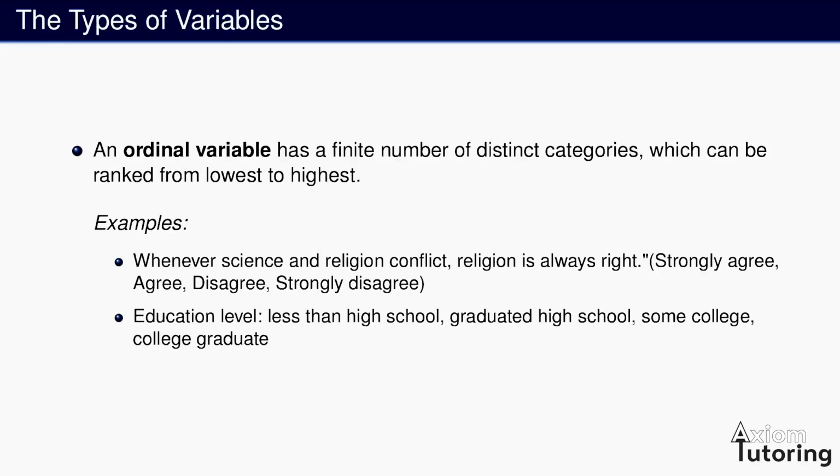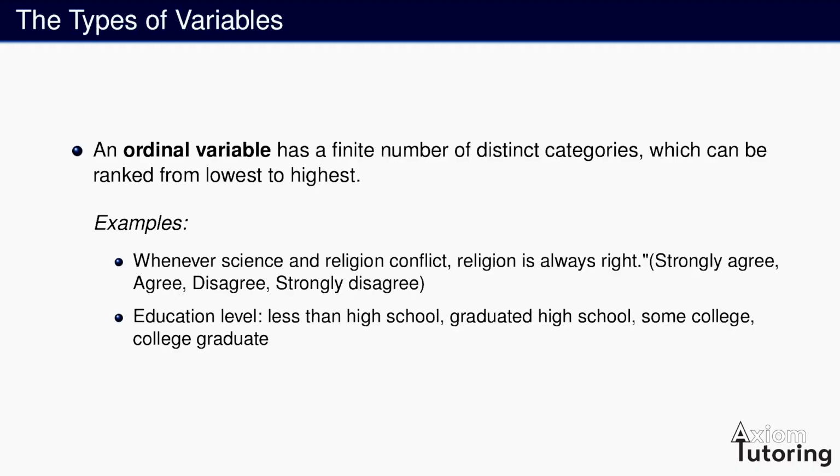In today's video, I want to go over the types of variables that you can find in data sets. So we'll see different types of variables. We'll see ordinal variables, categorical variables, interval variables, and we'll start with the ordinal variable. So an ordinal variable has a finite number of distinct categories which can be ranked from lowest to highest.